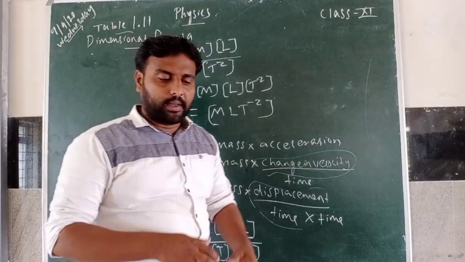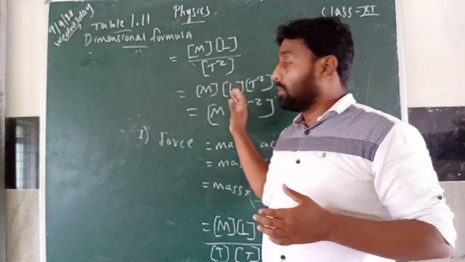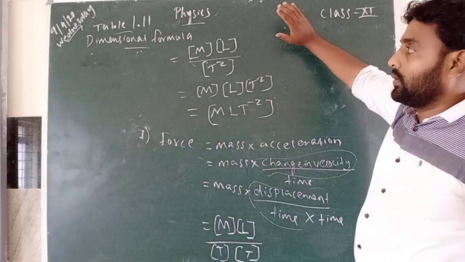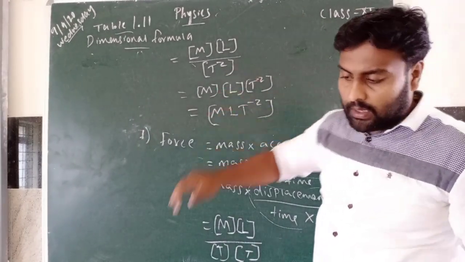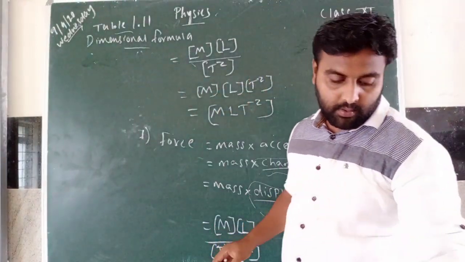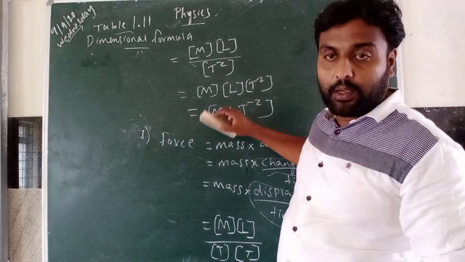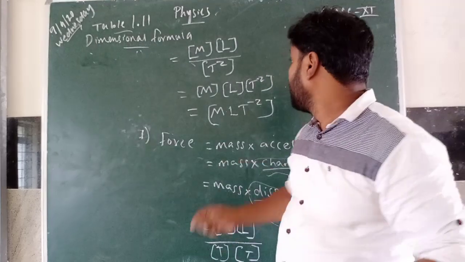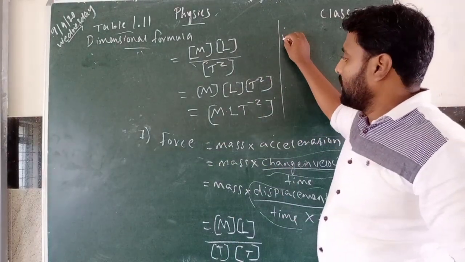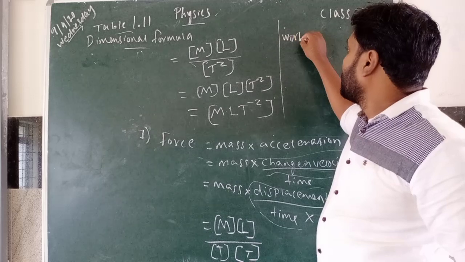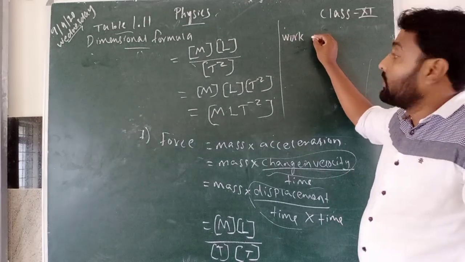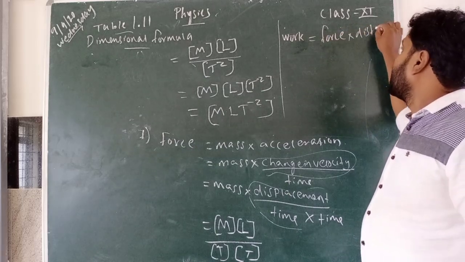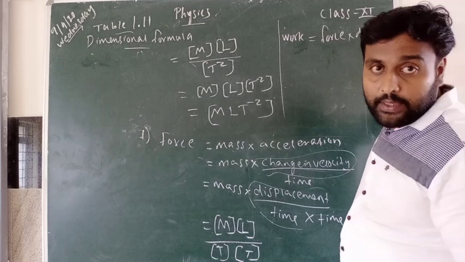So I believe that you all understand how to find the dimensional formula. Now one or two few examples, few problems from this table I will show you. Next one is work. You see, work. What is the formula to find out work? Force into distance.